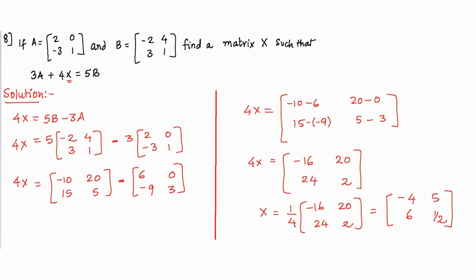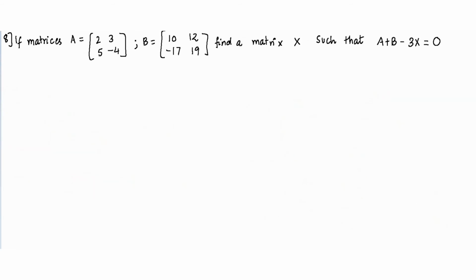Let's continue with our next question. So in this question, again, I have been given matrices A and B and I have to find the matrix X again. So X is the unknown over here. I have to find the matrix X such that A plus B is equal to 3x. So again, what I'm going to do is keep the knowns on one side and unknowns on the other side. So if A plus B minus 3x is equal to 0, I can say that A plus B is equal to 3x, transposing the 3x to the other side.